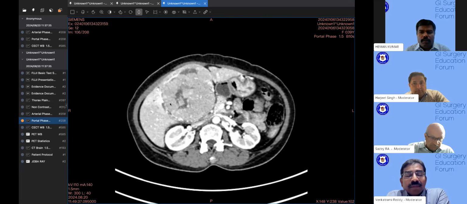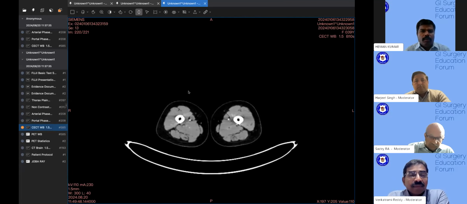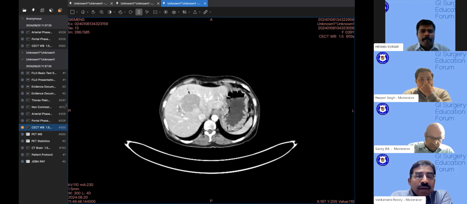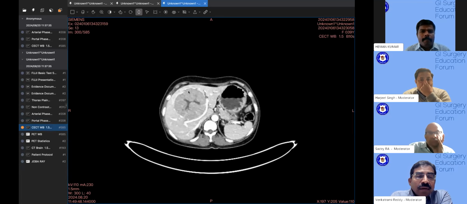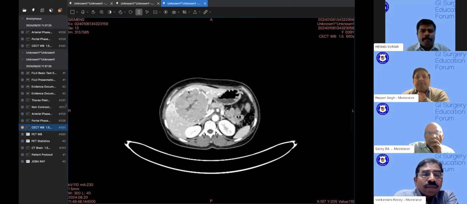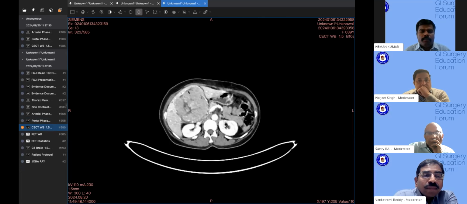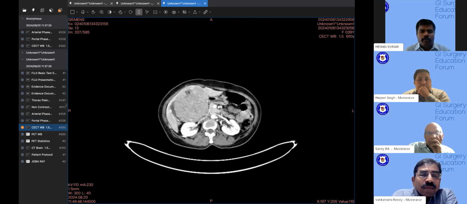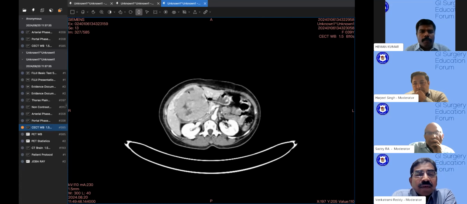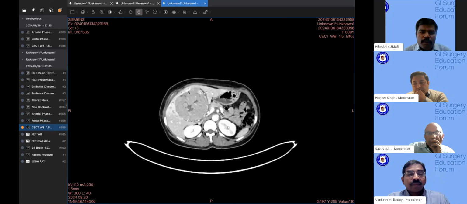I think we don't have the delayed films, delayed pictures. I don't think they have it. Okay. This is delayed, yes? So what are you seeing in the delayed phase then? Sir, there is washout of the contrast and the tumor is isodense and the central area is still non-enhancing.